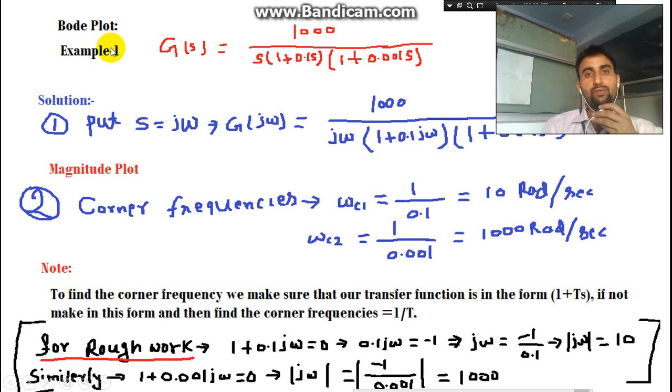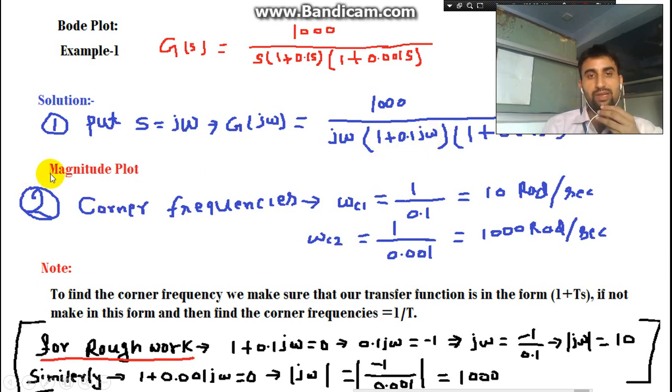For Bode plot example one, I have taken a type 1 system for your convenience. Now we have taken the transfer function G of s equal to 1000 divided by s into (1 plus 0.1 s) and (1 plus 0.001 s). Okay, we'll start with the first step. Put s equal to j omega, and it will become G of j omega equal to 1000 divided by j omega (1 plus 0.1 j omega) into (1 plus 0.001 j omega). So this is the first step.